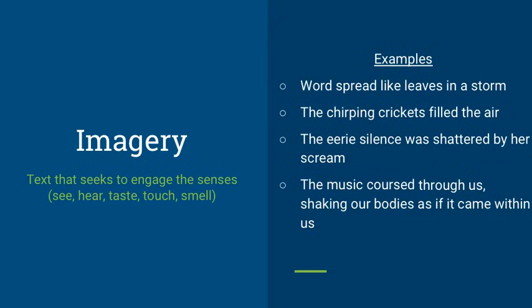Next, we've got imagery, which is text that seeks to engage those senses, our 5 senses, which is seeing, hearing, tasting, touching, and smelling. Some examples here: words spread like leaves in a storm. That's going to try and give us that picture of leaves swirling around in a storm's wind, which when we say word spreads like leaves in a storm, we're saying that word gets around fast. One statement is going to get passed from person to person, just like these leaves get passed from street to street, yard to yard, town to town.